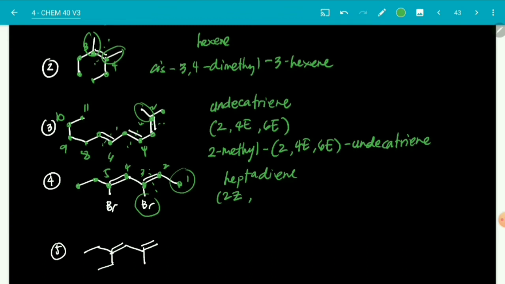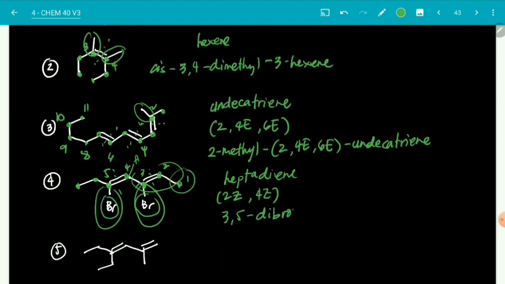Okay? So, sa 4, okay, dito sa carbon number 4, since ito yung priority over this, tapos ito naman yung priority over the hydrogen, okay? So, that's 4Z. Okay? So, any substituents? Well, meron tayong substituents, di ba? 3, okay? Nandito yung bromo sa number 3, tsaka sa number 5. 5, dibromo. Bromo, okay? Tapos, 2Z, 4Z, heptadiene. Okay? So, that is for number 4.